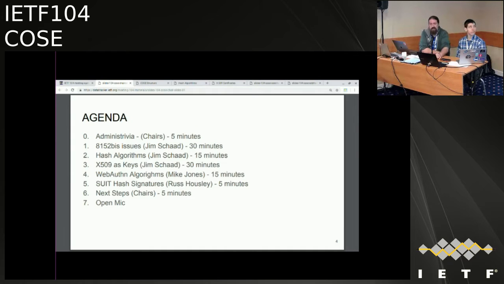So here's our agenda. We've already started off with administrivia, then we'll go through updates on the BIS with hash algorithms, then the X509, followed by the additional WebAuthn algorithms and suit hash signatures, and then some next steps after this. Any bashing of this agenda? All right.